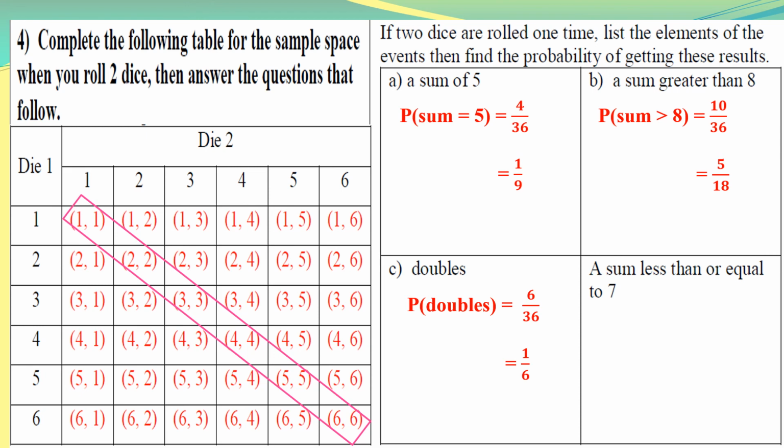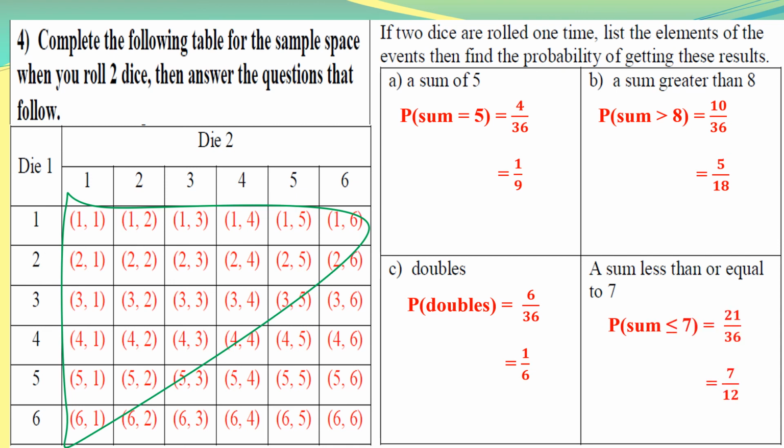Letter d, a sum less than or equal to 7. A sum less than or equal to 7 are the elements in this group here. There are 21 of them. So the probability that the sum is less than or equal to 7 is 21/36 or 7/12.